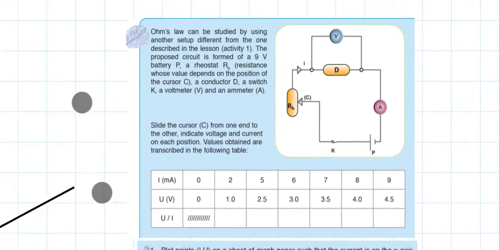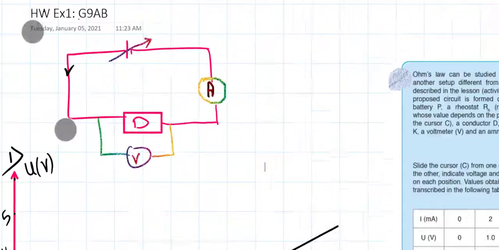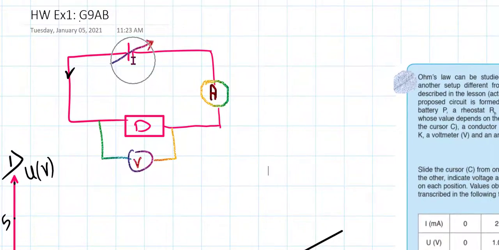We can simplify this circuit into this shape. In this circuit we have a variable voltage source, an ammeter, a voltmeter, and a load D. Once we change the voltage in the battery, the current will be changed, and now we can study the variation of the current and the voltage in this load.